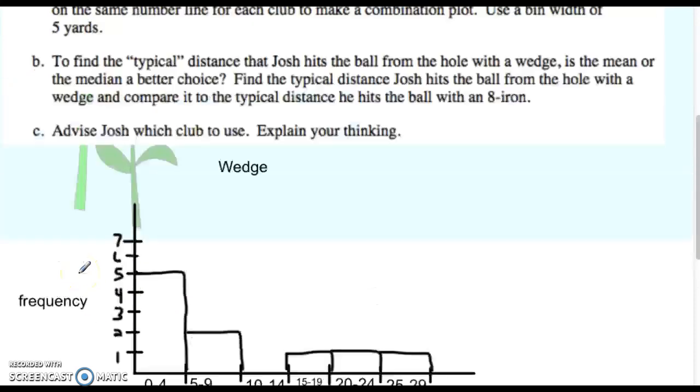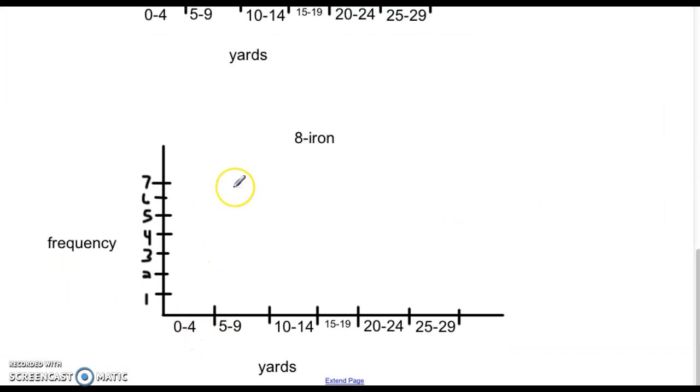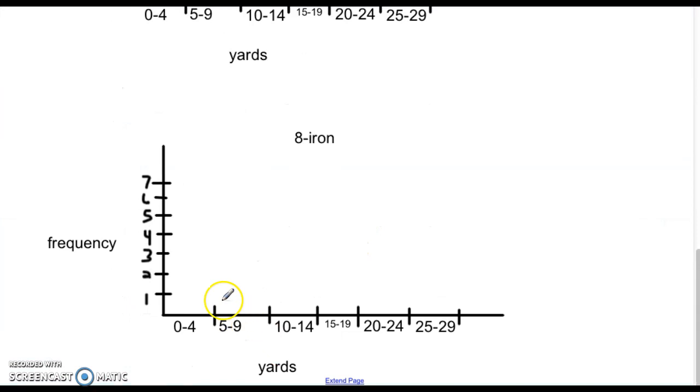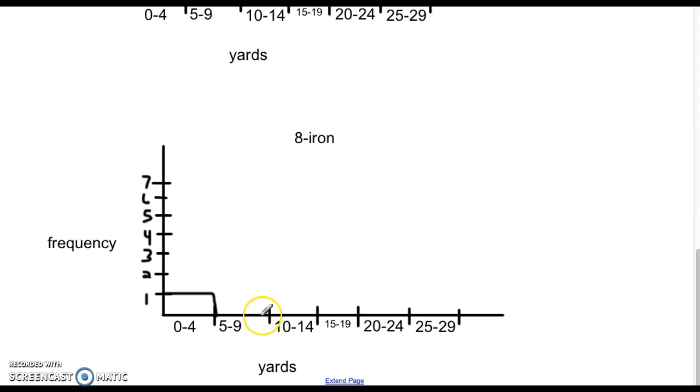Now let's do the same thing for the 8 iron. So my first spot is between 0 and 4. So I have 3. That looks like it's it. So I'm going to write 1 for between 0 and 4. Now I have between 5 and 9. So there's 1, 2, 3, 4. Okay, so I'm going to go down here and I'm going to go up to 4 as my frequency.